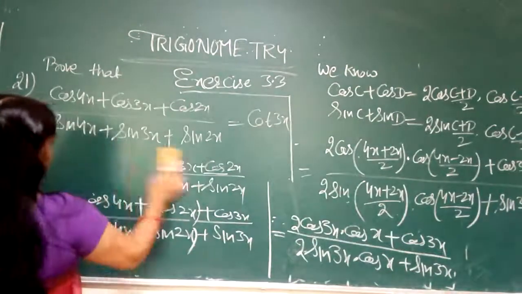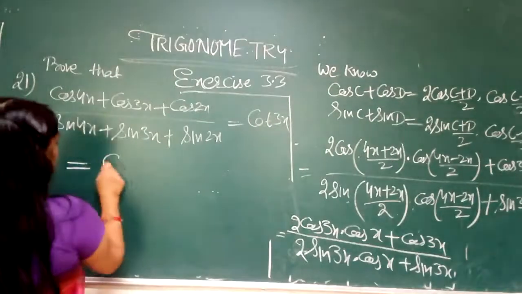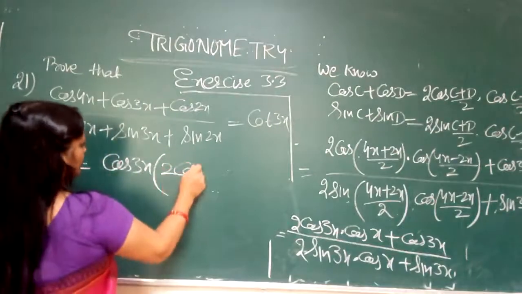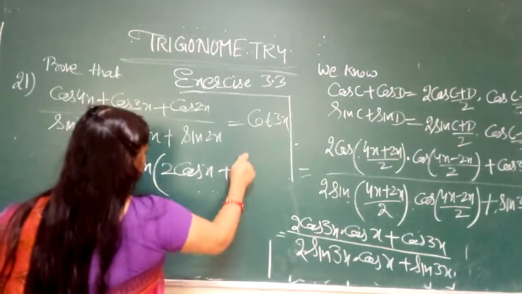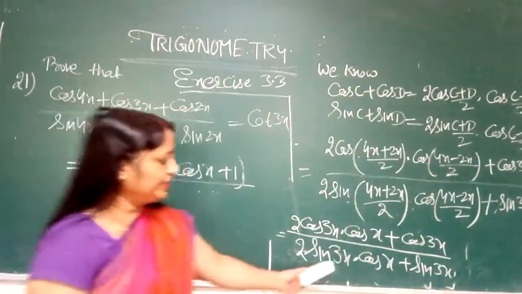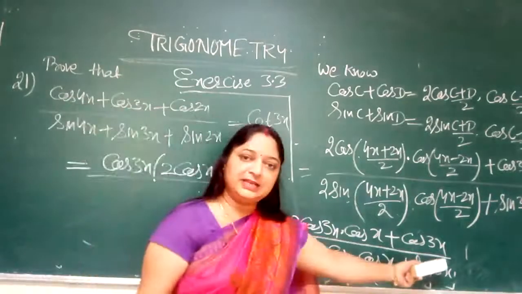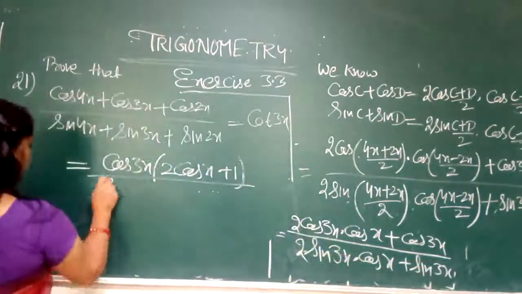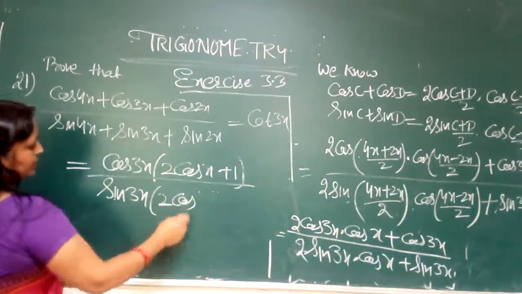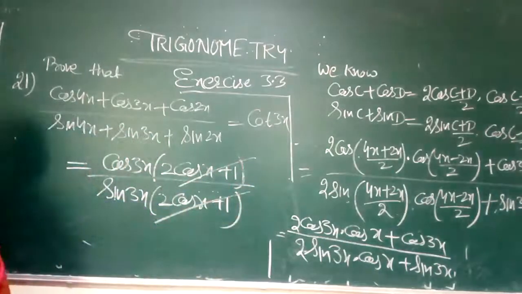What can we take common? In the numerator, cos 3x is common, so it will come cos 3x into (2 cos x plus 1). In the denominator, sin 3x is common, because sin 3x is present in both terms. What is left here? 2 cos x plus 1. Now students, this term is the same, so cancel.